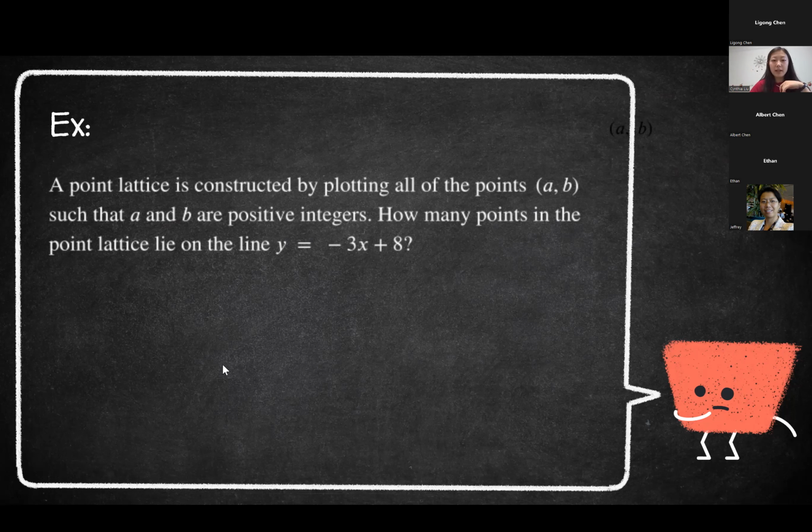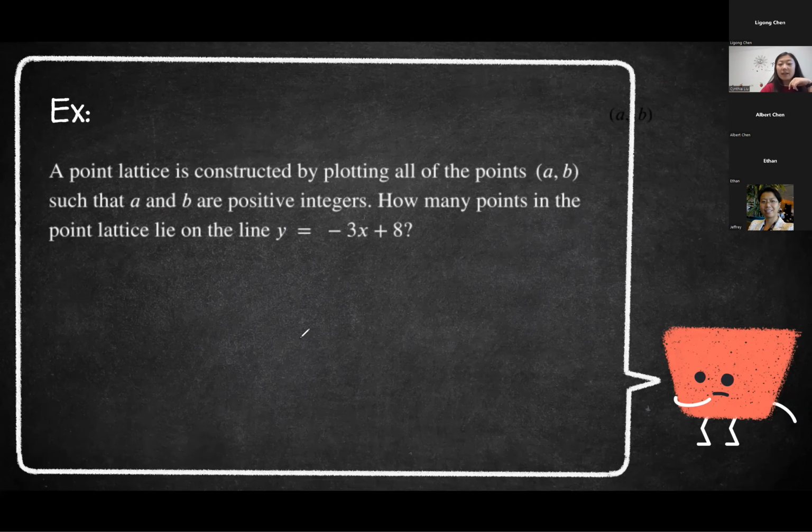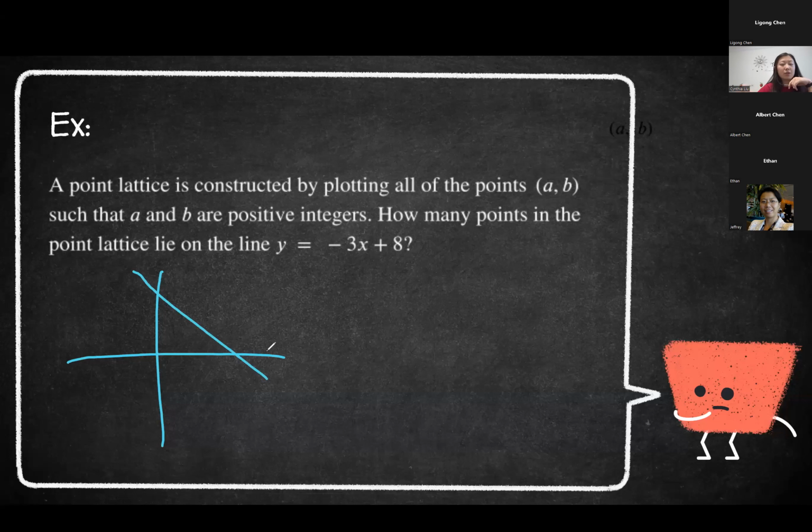We can sketch it out. It always helps when you have coordinate problems to sketch it out. So we have y equals negative 3x plus 8. It'll look something like this. Obviously, it's not to scale, but it'll be a negative slope with a y-intercept of 8. So the line will look like that. But we need to find how many points with integer coordinates actually lie on this line.